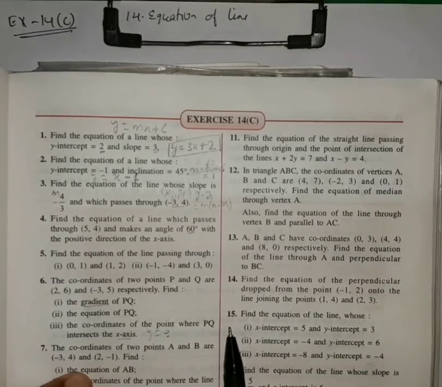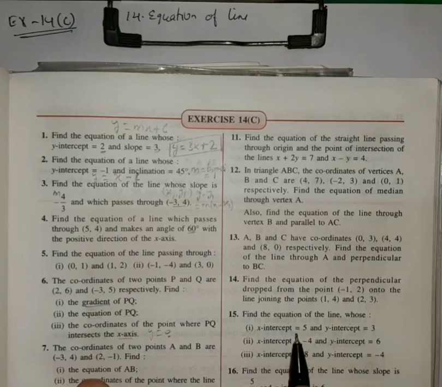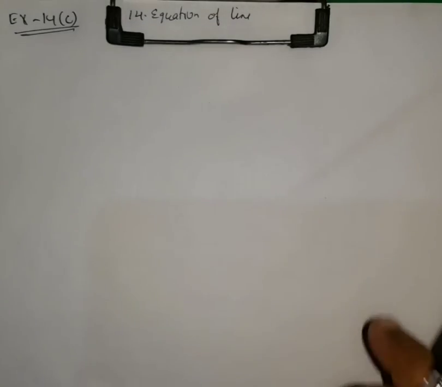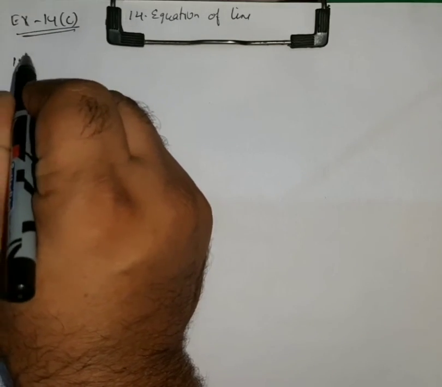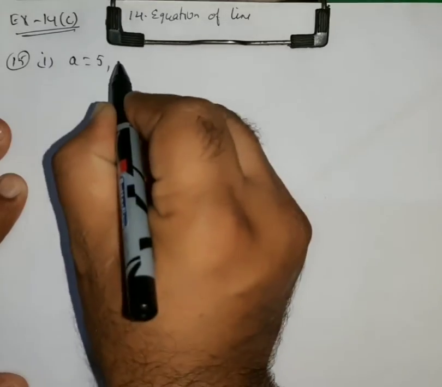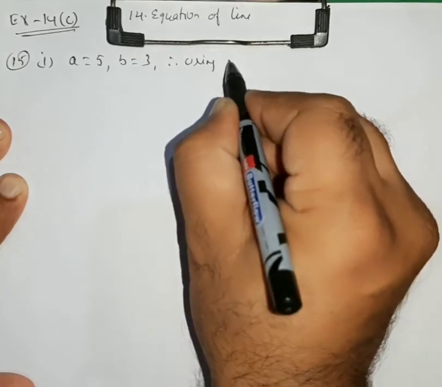Now I'm taking question number 15. The question says: find the equation of the line whose x-intercept is 5 and y-intercept is 3. So in this we can use the intercept form. In question number 15, I'm talking about the first part. So here a is given as 5 and b is given as 3.